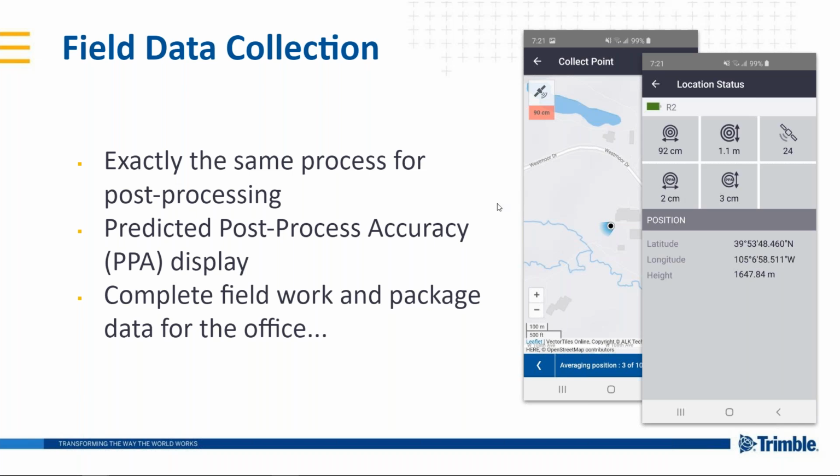Once you're done, you'll complete the field work, and there's an option to package up all of that was done in the field for sending back to the office. That will package up everything. So that includes the GNSS measurements, all of the features and attributes, and images, and anything that was captured. It was all rolled up into one, and then you send that back into the office.